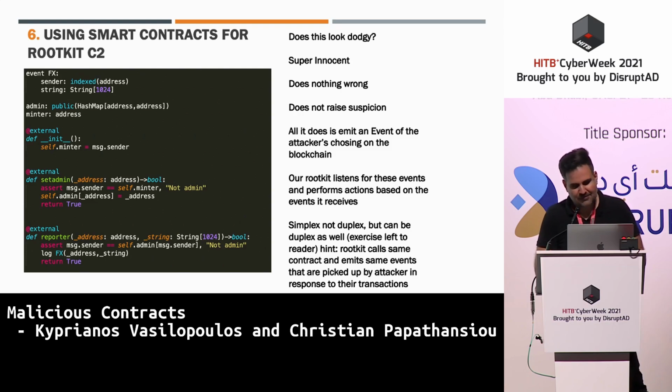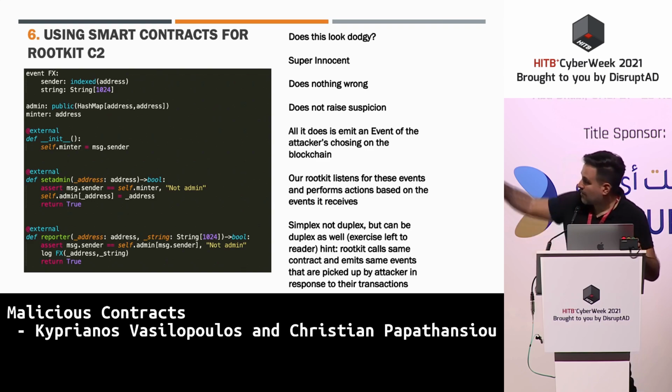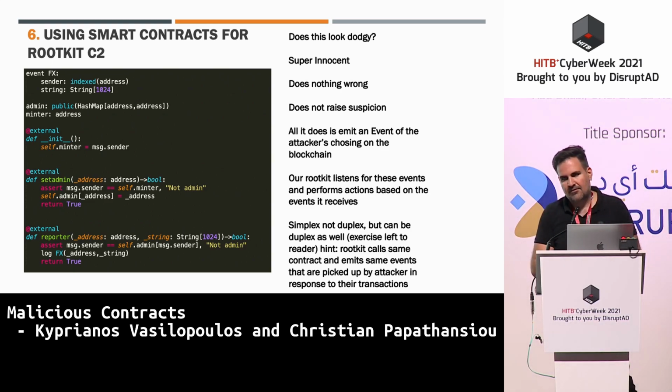And then it has a reporter function, and all that reporter function does is it says log fx, whatever address you give it, and whatever string you supply. So literally all it does is, if the guy is an authorized user of this smart contract, if he's an admin, then if I call the reporter function, all it's going to do is log, if you see on the very top there, it says event sender string, it's just going to send an event on the blockchain, and an event on a blockchain is like a log. It's like a system log. It's going to send an event on the blockchain that our rootkit will be tuned to listen to and then act on and do certain instructions on.